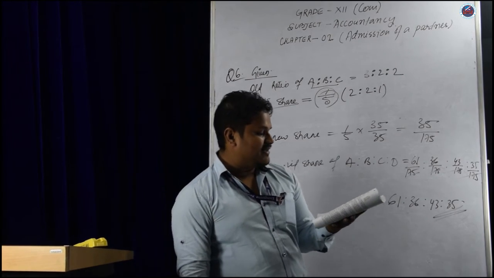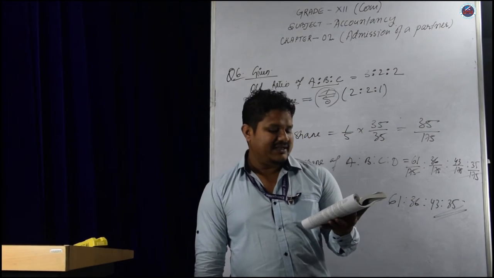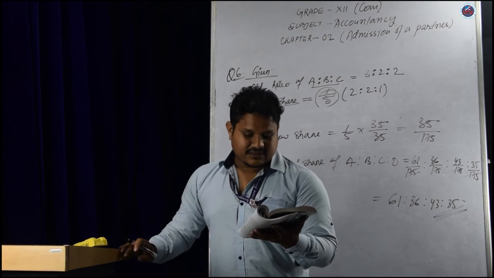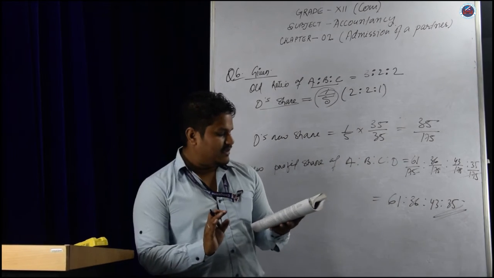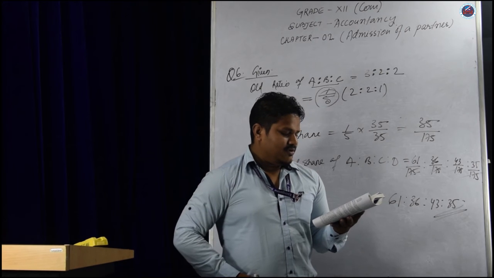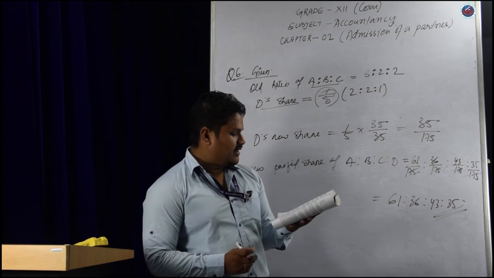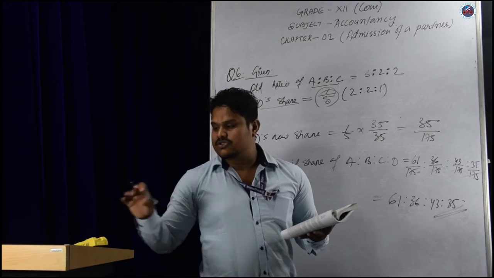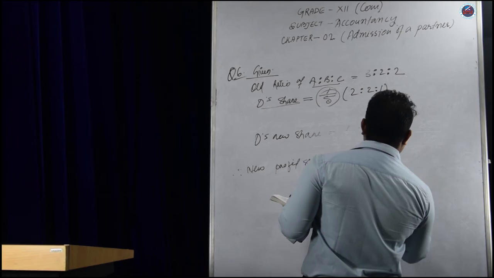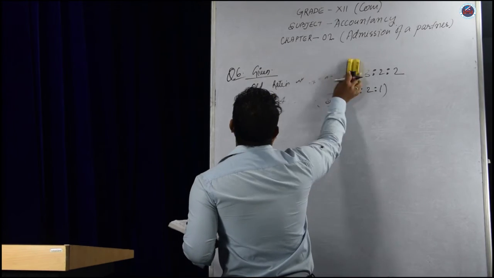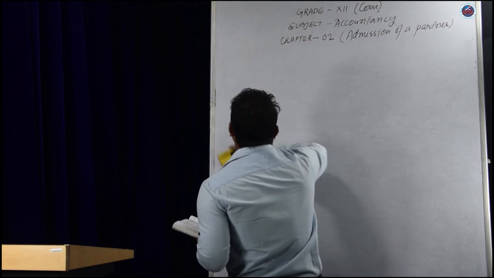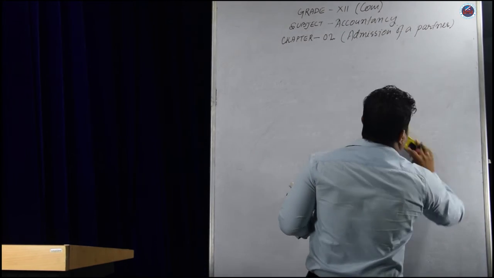Sandeep and Nandeep are partners in a firm sharing profit in the ratio 5:3. That is the old ratio, given as 5:3. They admitted C into the partnership firm and the new profit sharing was agreed as 4:2:1. Calculate the sacrificing ratio. So you are asked to find out the sacrificing ratio. What is called sacrificing ratio? I have already discussed in the last class. Sacrificing ratio means the old partner will surrender or give their share of profit for the new partner.